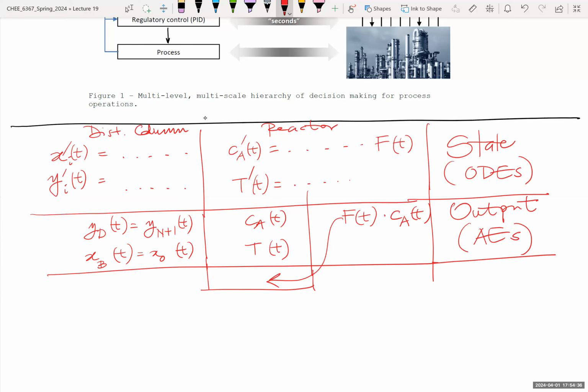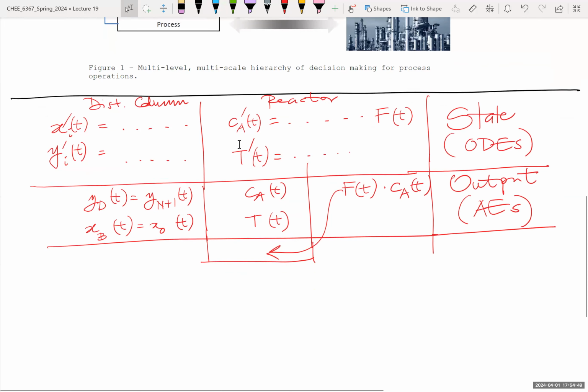So what are the states of the system? The states of the system are all of these variables whose first order derivatives appear on the left-hand side of these ODEs. And these are called the states of the system. And the name for such a representation of a system is a state space representation. So this is a state space model.